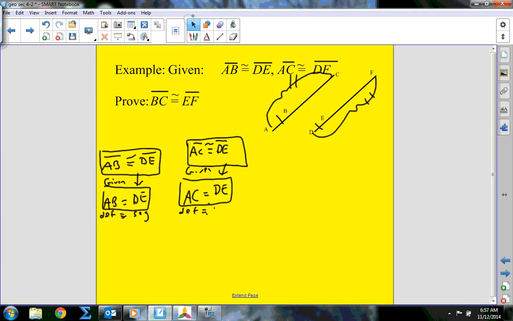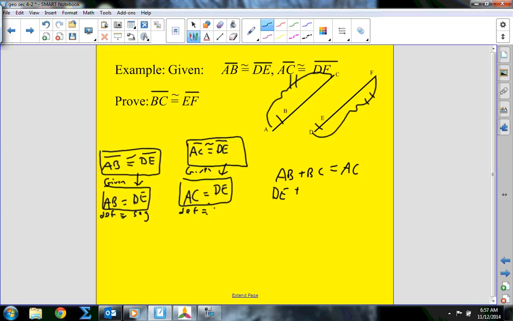Now let's look at the picture so we can keep going. I see that if I add the length from A to B to B to C, then I would get the length from A to C. And likewise, if I go from D to E and add that to E to F, then I would get the length from D to F. Now I can put these in the same box because this is the same idea, and this is the segment addition postulate.